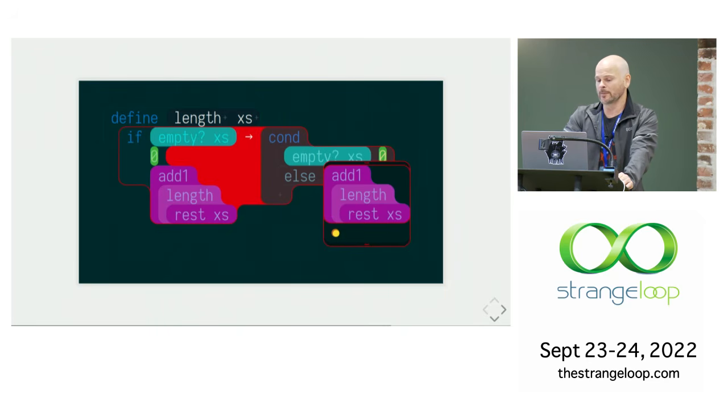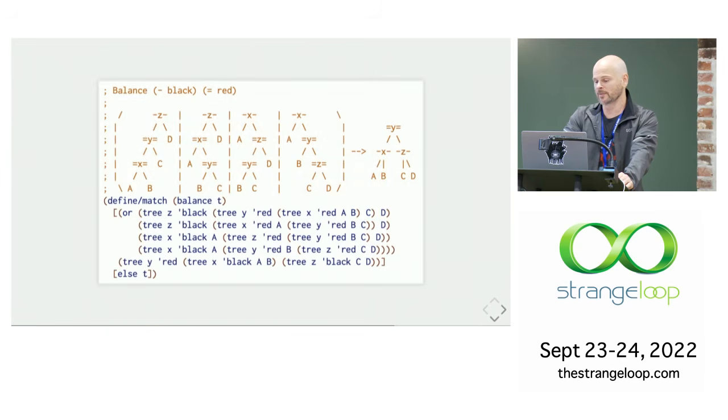Another example that I think will be more accessible to this audience is this one from Leif Anderson. This is also Racket, and this is doing a define using pattern matching for a red-black tree balancing algorithm.